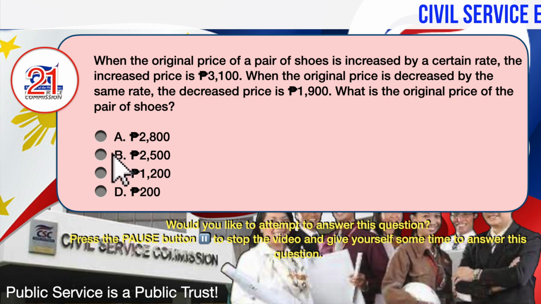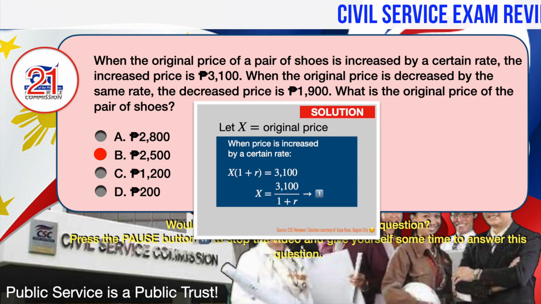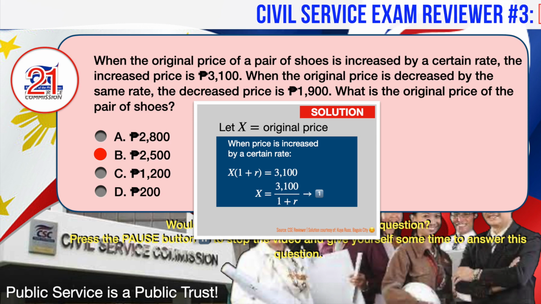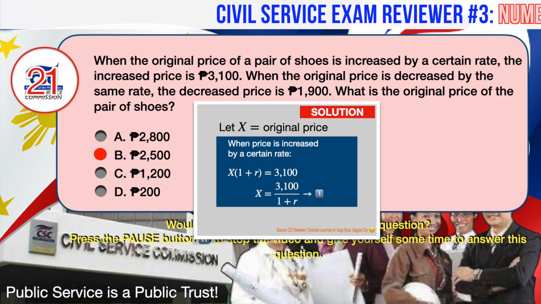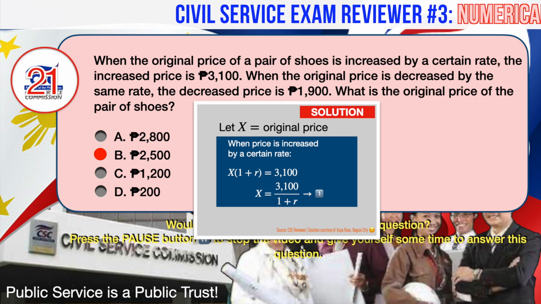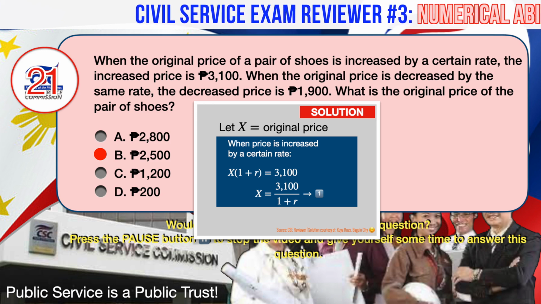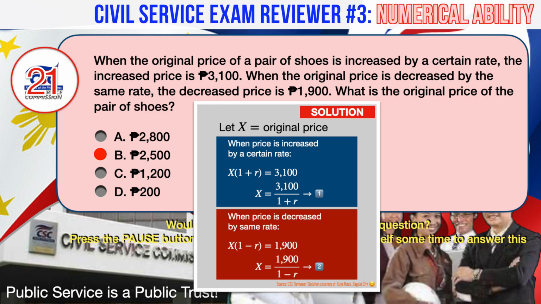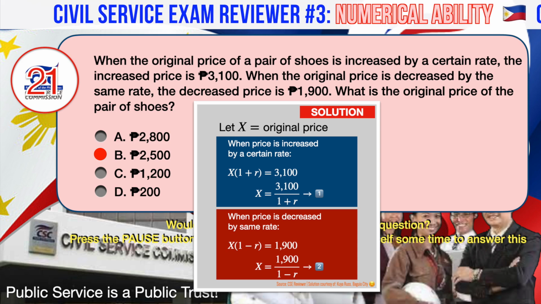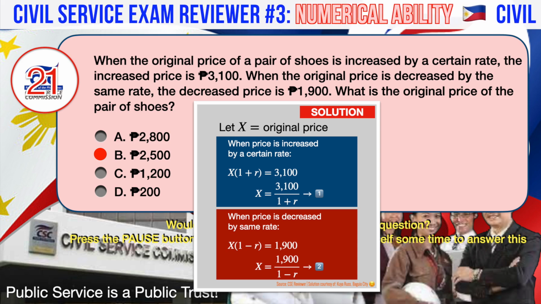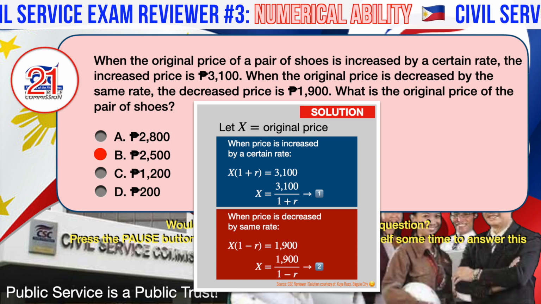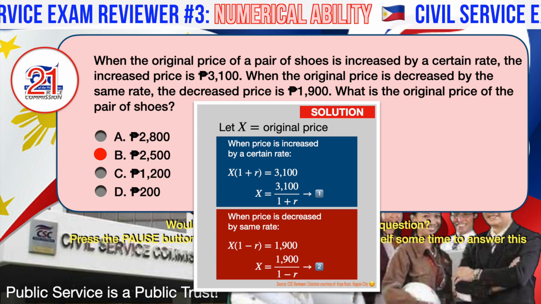The correct answer is B, 2,500 pesos. Let X be the original price of the pair of shoes. When the price is increased by a certain rate, the original price X is equal to 3,100 over the quantity 1 plus the rate, R. Let's label this as equation 1. When the price is decreased by the same rate, R, the original price X is equal to 1,900 over the quantity 1 minus the rate. Let's label this as equation 2.